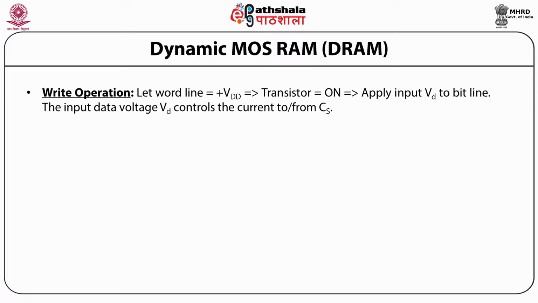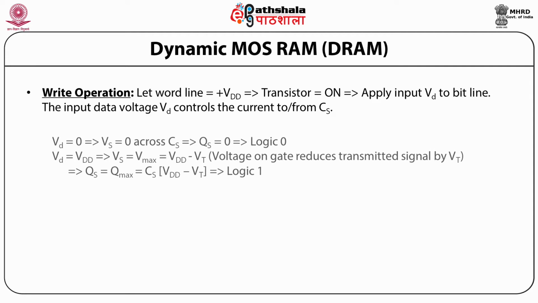Now if we apply input Vd to the bit line, the input data voltage Vd controls the current to or from Cs. If Vd equal to 0, it implies Vs equal to 0 across Cs, which implies Qs equal to 0. This is logic 0. So if Vd equal to VDD, it implies Vs equal to Vmax equal to VDD minus Vt. That is, the voltage on the gate reduces the transmitted signal by Vt. This implies Qs equal to Qmax equal to Cs multiplied by (VDD minus Vt), which is a logic 1.